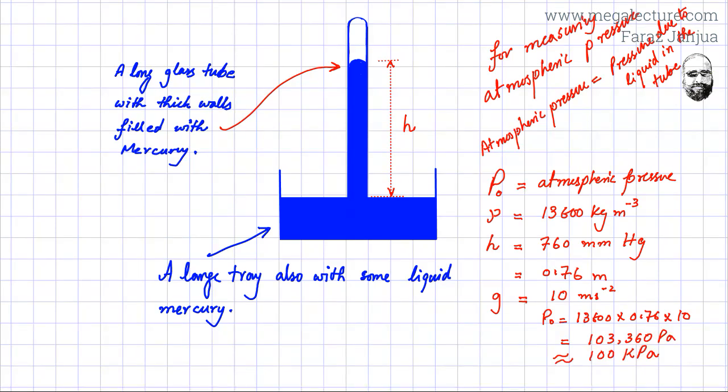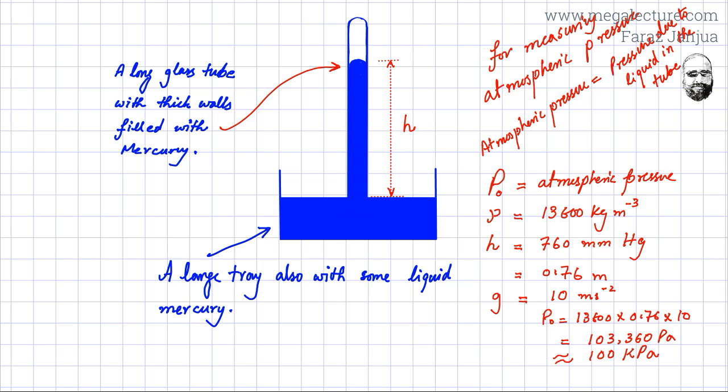My calculator is giving me 103,360 pascal, which can be rounded off to 103 kilopascal, but the standard pressure value that we consider for pressure of atmosphere is approximately 100 kilopascals. The calculations say it is 103 kilopascal, but that is very close to 100 kilopascal, so we consider atmospheric pressure to be 100 kilopascal. And if you have to state the value of atmospheric pressure somewhere, you will state 100 kilopascals or 100,000 pascals.